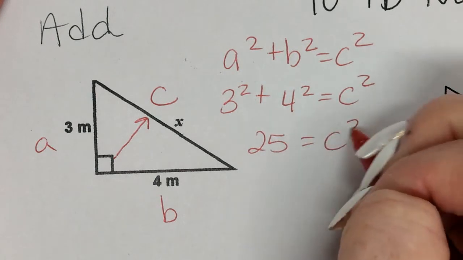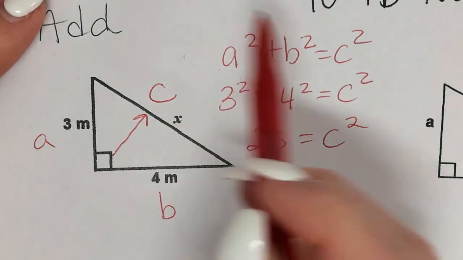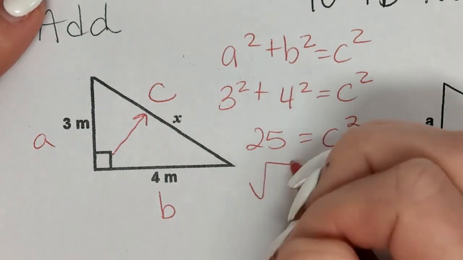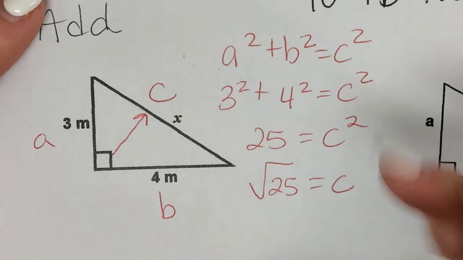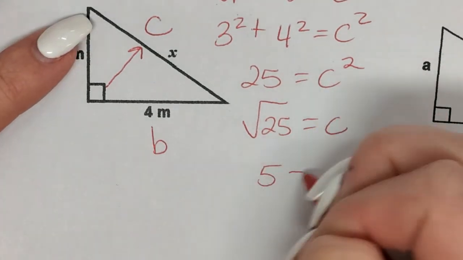25. Did I find the answer for C, or did I find the area of the square over here? So what do I have to do to this? Square root it. Don't divide it, square root it. And the square root of 25 is 5.